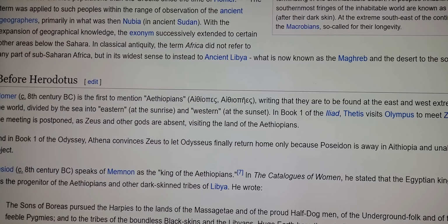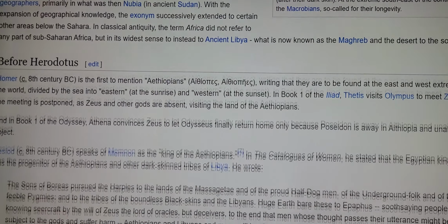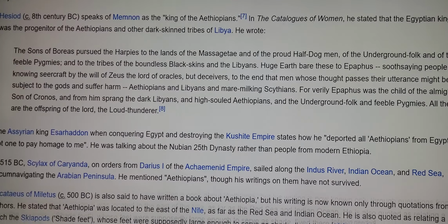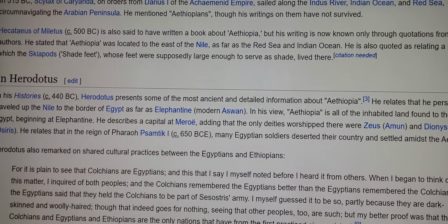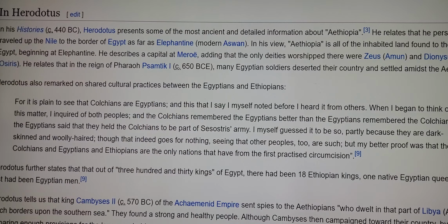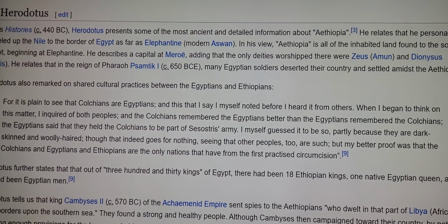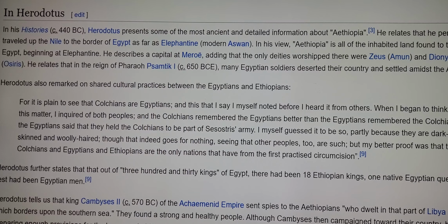Okay, you get into the Greek civilization, which we know was stolen. All right. But in the sense of Africa, okay, it wasn't the sub-Saharan Africans. Herodotus also remarked on shared cultural practices between the Egyptians and the Ethiopians, okay? For it is plain to see that the Colchians are Egyptians. Now, I showed you the Colchians, all right? They were talking about the Colchians being in Georgia, all right, being in the Caucasus Mountains area.